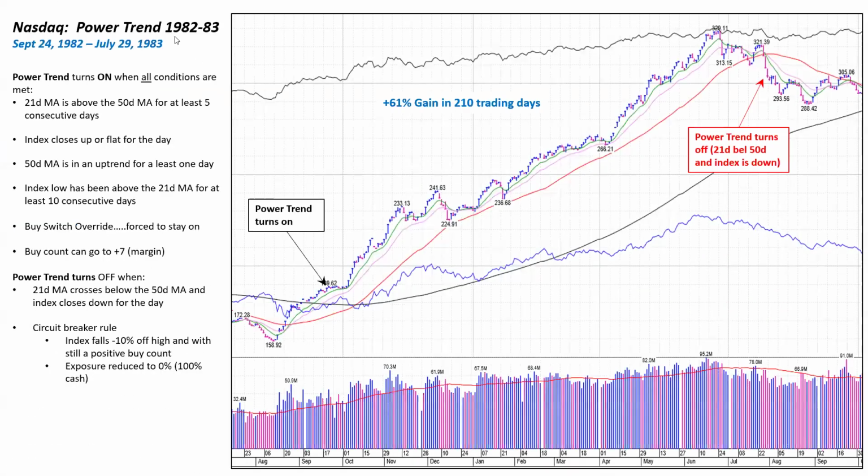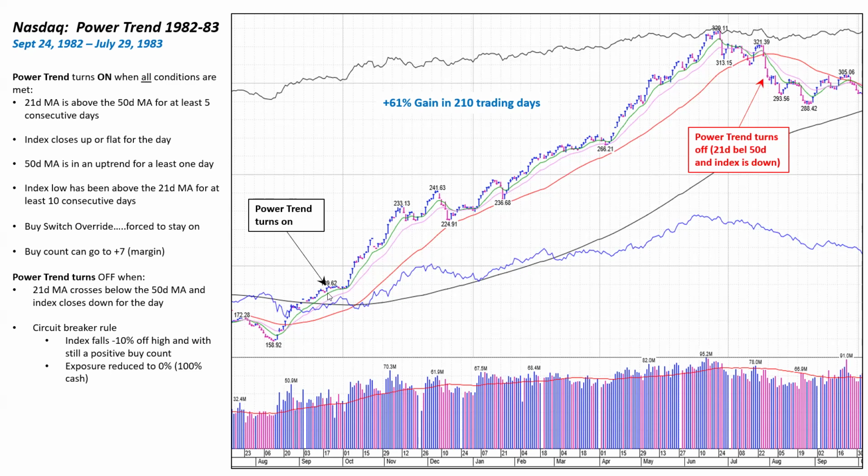So this is the power trend from 1982 to 83, a very strong power trend. I won't go over all the rules, but you can pause your video player and look at all the rules. Generally, a power trend is when we're above the 20-day moving average for at least 10 days. And as long as this pink line stays above the 50-day, which is the red line, basically the power trend is still on. There are some nuances to it, but that's the basic message.